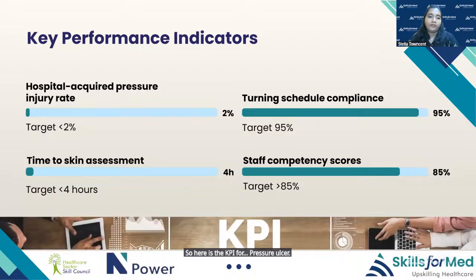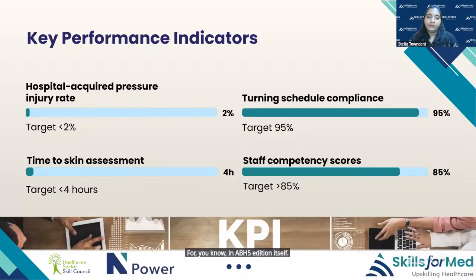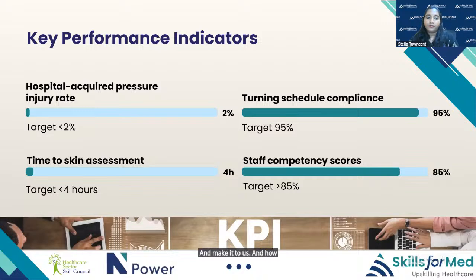One we usually do is pressure acquired injury rate. This we have already been doing for NABH 5th edition itself. Time to skin assessment, 4 hours is no longer the target, it is 2 hours. So please go and look at your SOP and make it 2 hours. And how many times this target is met is a very, very important KPI. See, these are all passive KPIs. This is not telling after the event happened, this is what you want to do on the left side.